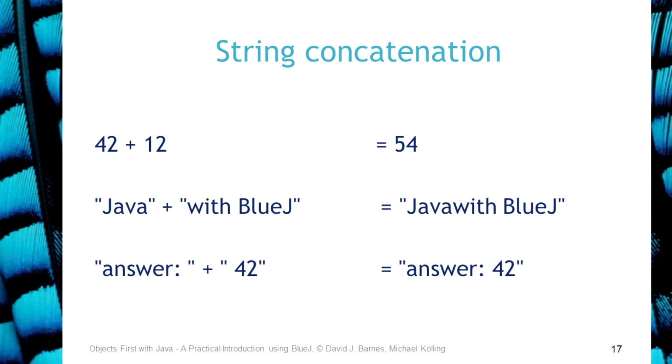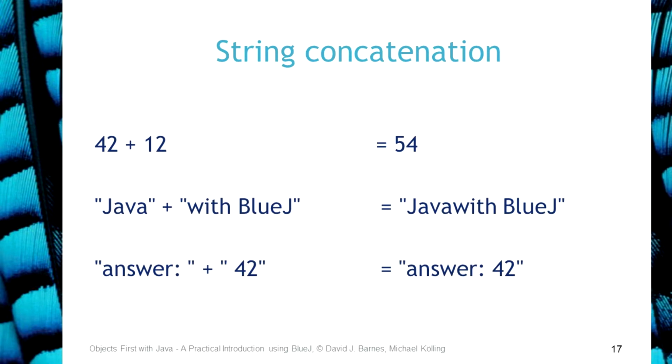For example, the result of the expression "Java" plus "with BlueJ" is a single string, "Java with BlueJ". But note that the system does not automatically add a space between strings. If you want a space, you have to include that yourself within one of the strings. If one of the operands of a plus operation is a string and the other is not, then the other operand is automatically converted to a string, and then a string concatenation is performed. Thus, "answer" plus 42 results in the string "answer 42".